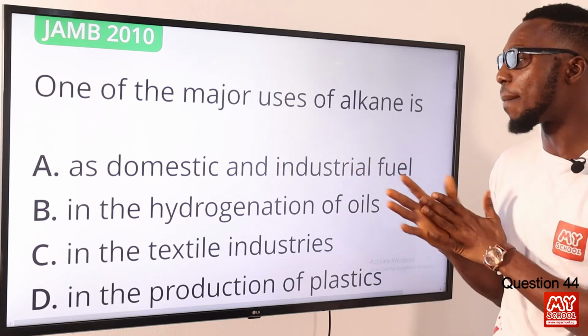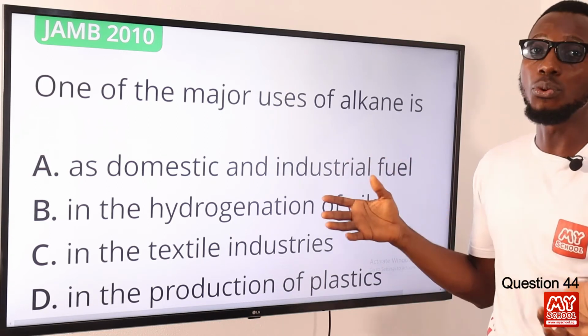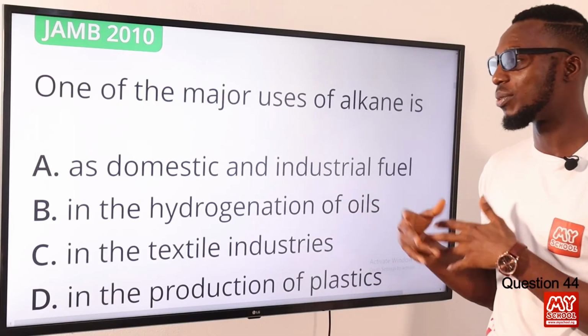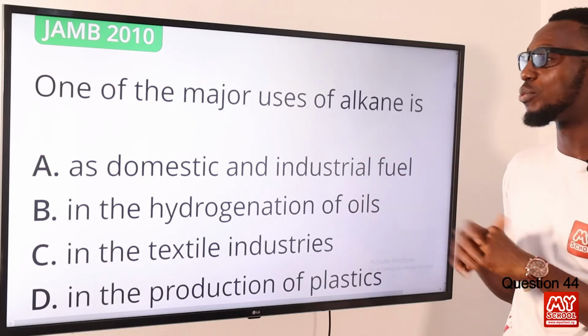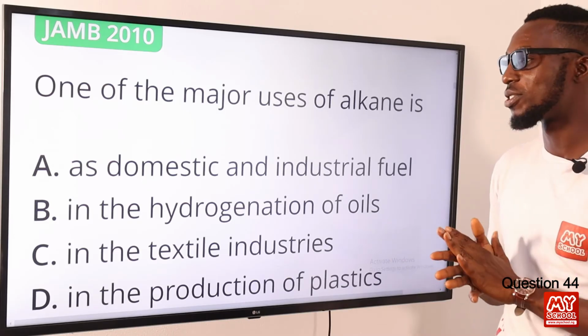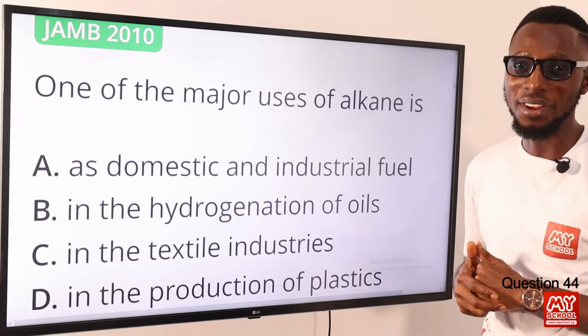And this is for alkanes. Just like you recall that methane burns with a pale blue flame in excess air to give out carbon dioxide and water. So you can see they are a very good source of domestic or industrial fuel. So option A is very viable.